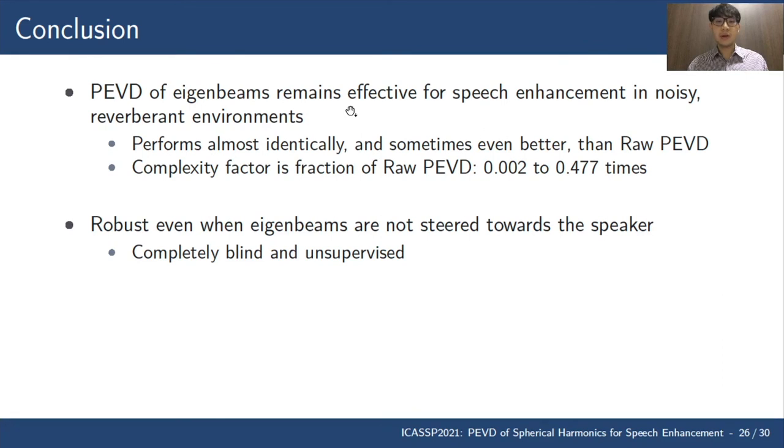In this talk, the polynomial EVD of eigenbeams is shown to be effective for speech enhancement in noisy reverberant environments. The proposed approach performs almost identically, and sometimes even better, than raw PEVD. This is achieved using only a fraction of the complexity of raw PEVD. This proposed approach is also robust even when eigenbeams are not steered towards the speaker, and is a completely blind and unsupervised method.